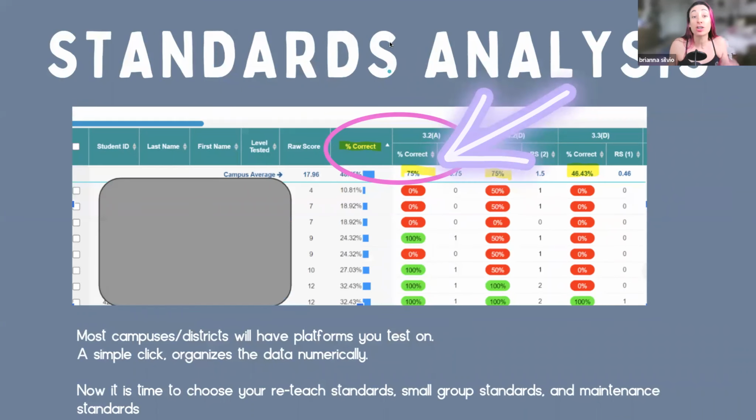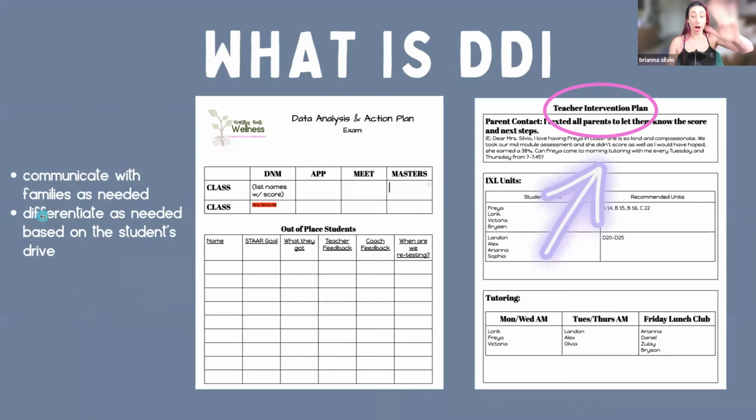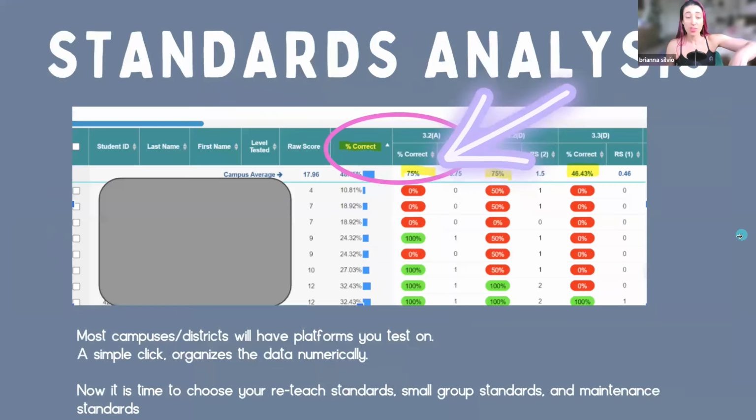So let's go into standards analysis. The standards analysis with data-driven instruction. Most campuses and districts, they have platforms that you test on. Most of them do. A simple click traditionally organizes the data numerically. Now it's time to choose the reteach standards. So now after you've gone through and you analyzed individual student data, then it's time to say, okay, as a teacher, where do I need to go back and reteach?